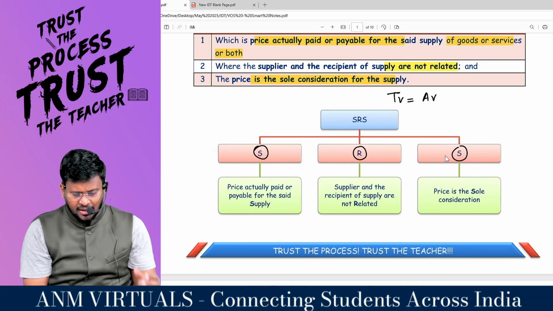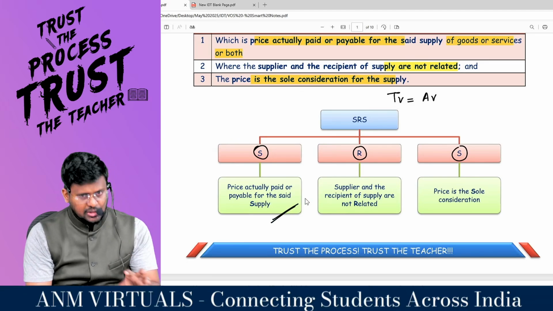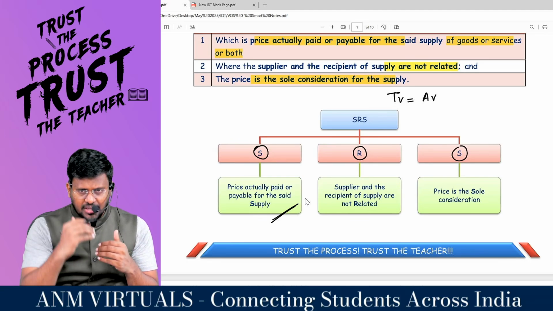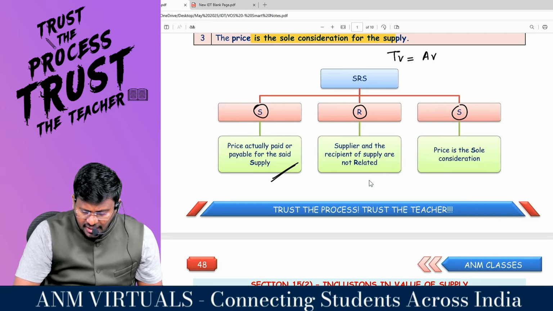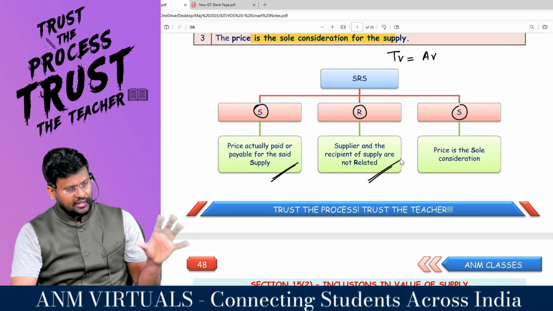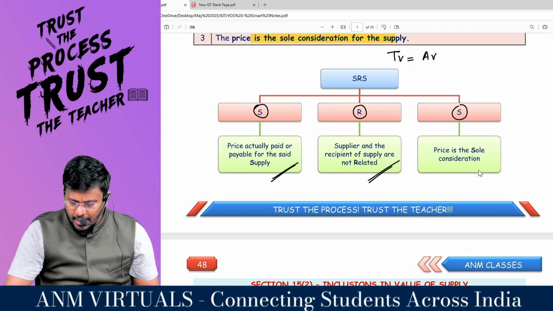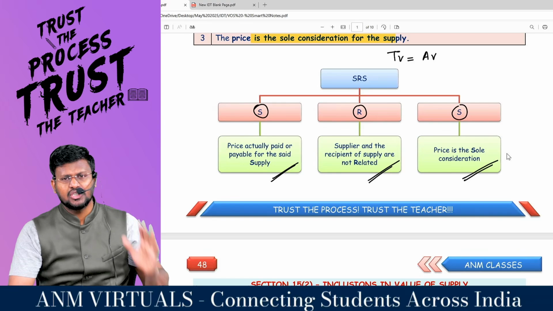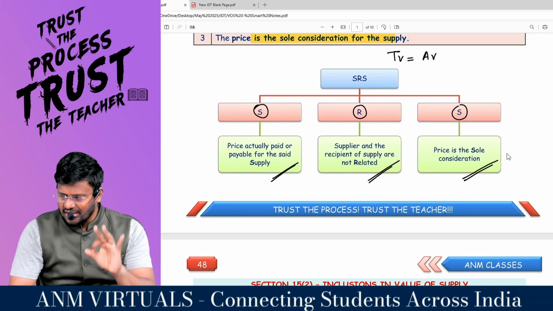For that, price actually paid or payable for the said supply. So, there should be supply of goods or services or both, and for that supply, some price actually paid or payable. And the supplier and the recipient of supply are not related; these two people should not be related persons. And price should be the sole consideration. You should pay the price and the price should be the sole consideration.